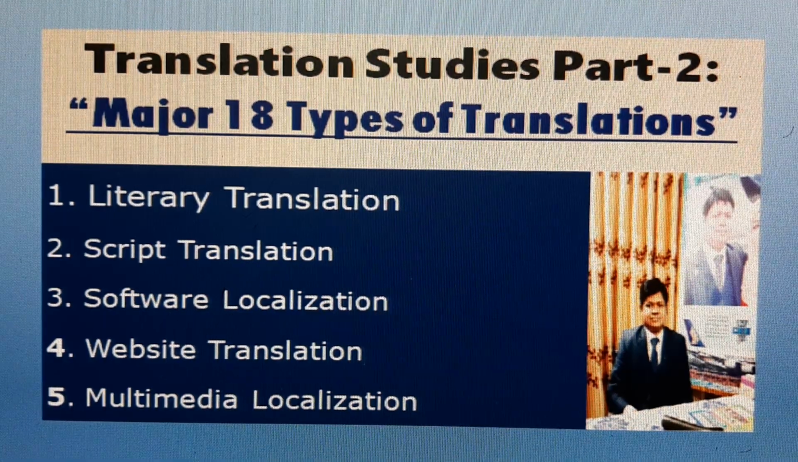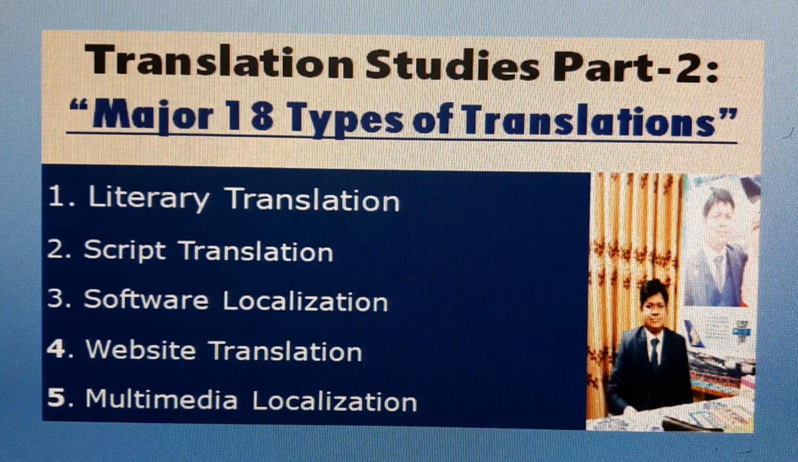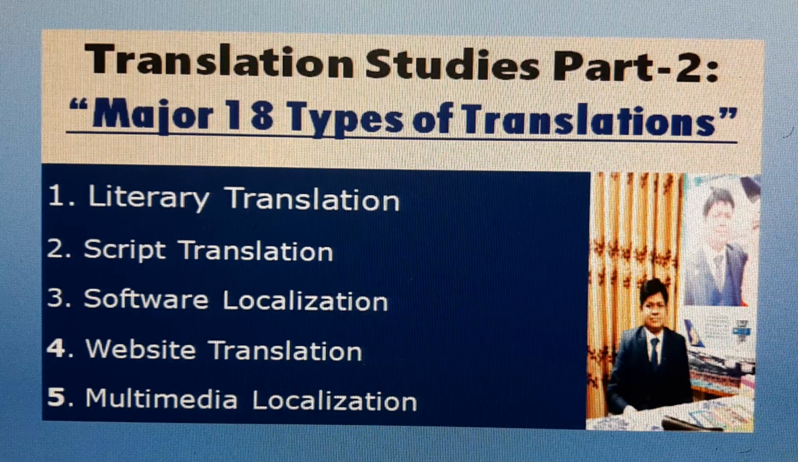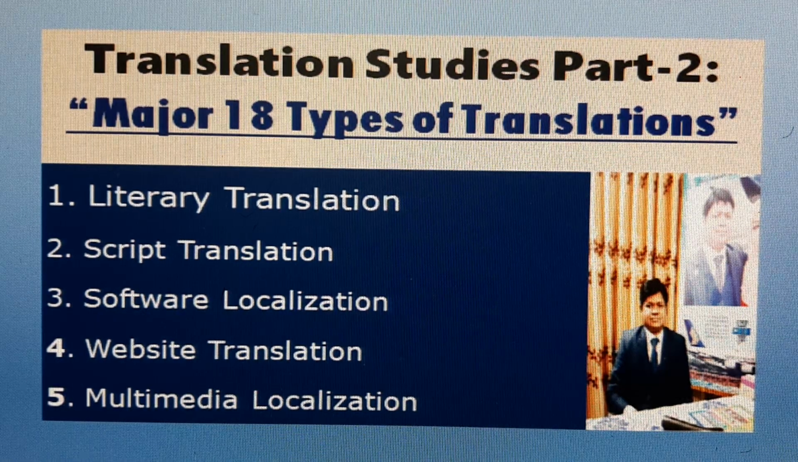Number 1. Literary translation. Literary translation is the most reputed work in the realm of translation, which has entirely enriched world literature and classic literature to the multilingual readers. The name is pretty self-explanatory. It refers to the translation of literary works like stories, novels, poems, and plays.